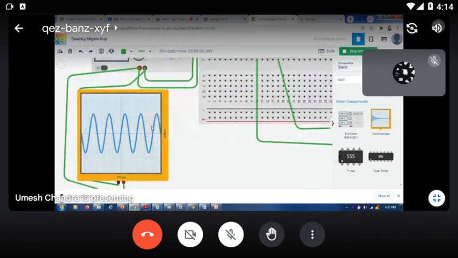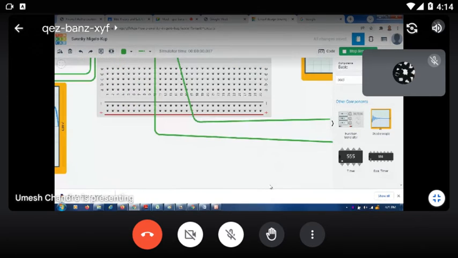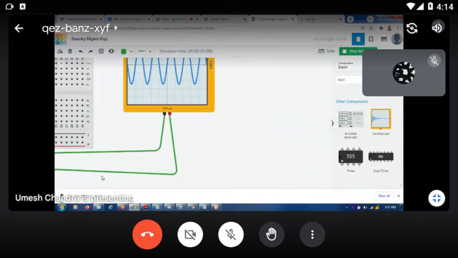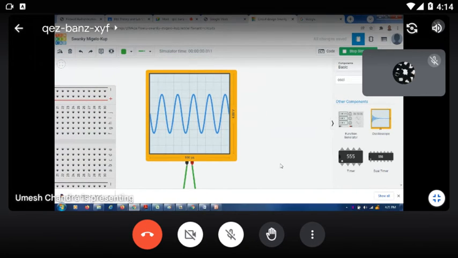Your input voltage is 2 volt, peak to peak 4 volt, each block is 0.4. Now, you calculate your output voltage. The output voltage is now the same, 2 volt.